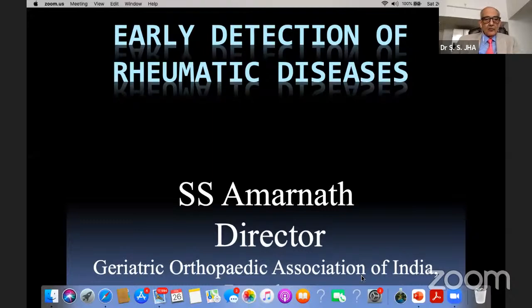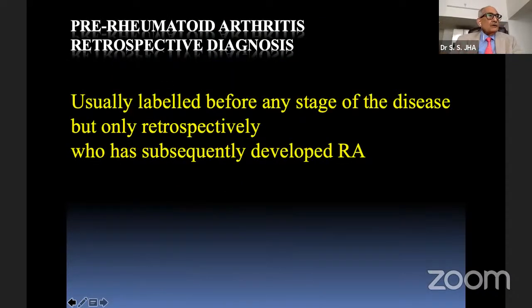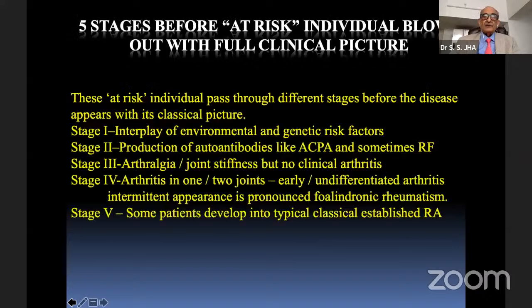Yes. Thank you, Dr. Amarnath, for a very detailed analysis that history is so very important and subsequent clinical examination has to be done thoroughly. What is very typical of this nomenclature, pre-rheumatoid arthritis, I would like to emphasize, is that unfortunately many a time this becomes a retrospective diagnosis. They are usually labeled before any stage of the disease, but only retrospectively, in those who have subsequently developed RA. So awareness is very important.